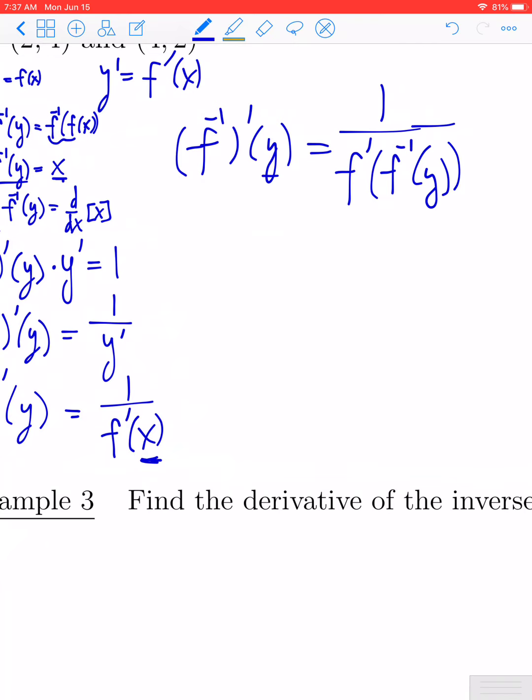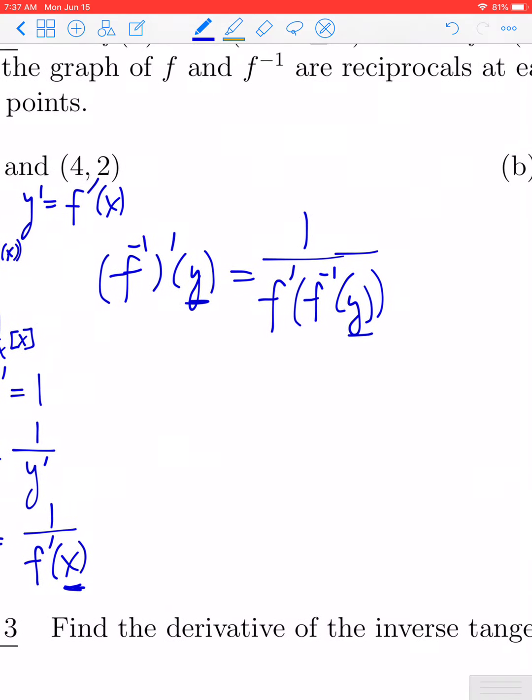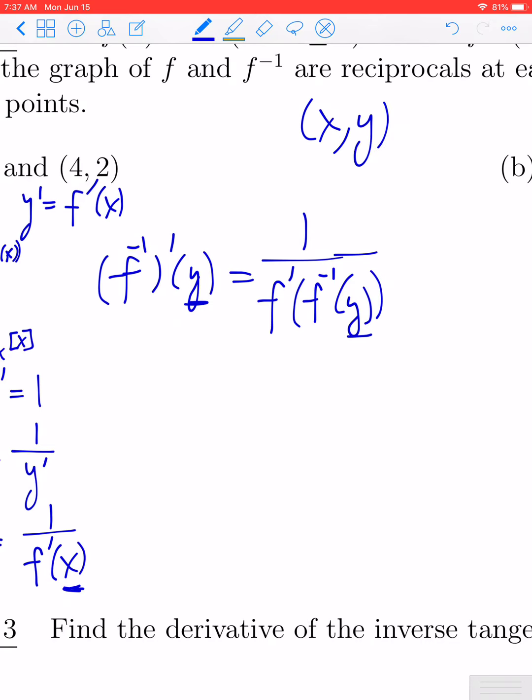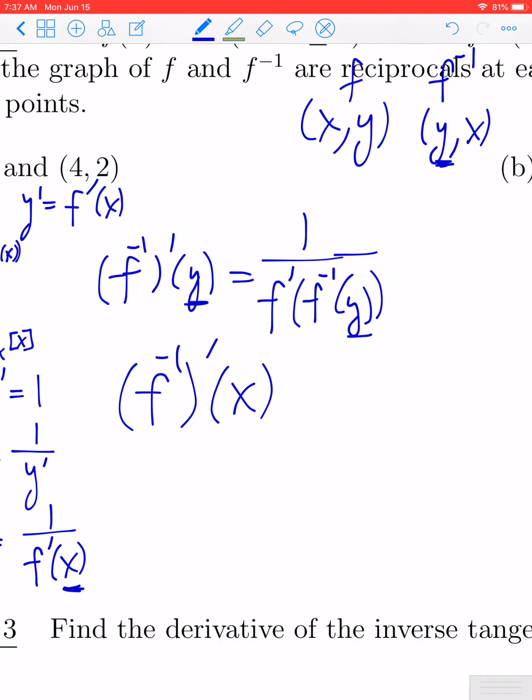We know that if you had a point on the graph of f, it'd be of the form (x, y), which would belong to f. On the graph of f inverse, we would have the point (y, x), where y would be a value in the domain of f inverse. Usually we don't call those y values, we call those x values, so you would relabel this. It'd be f inverse prime of x, where x belongs to the domain of f inverse, equal to 1 divided by f prime of f inverse of x.